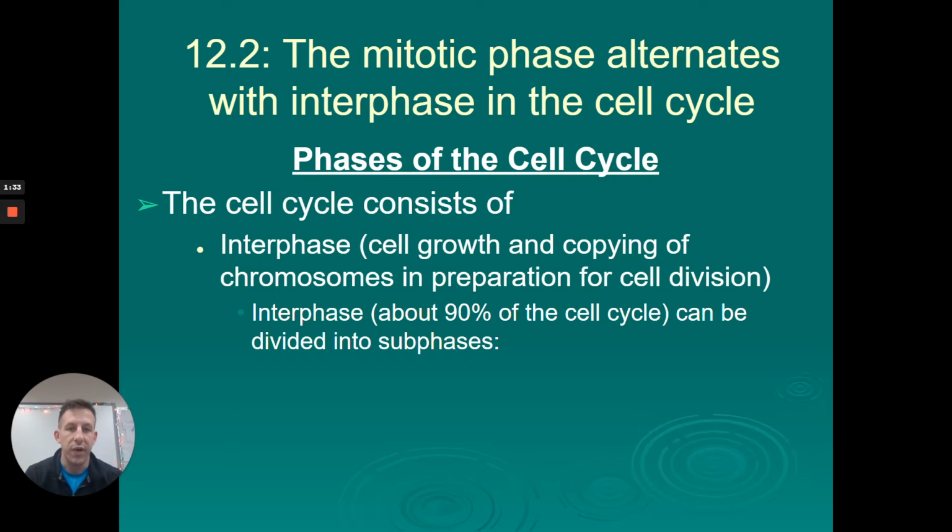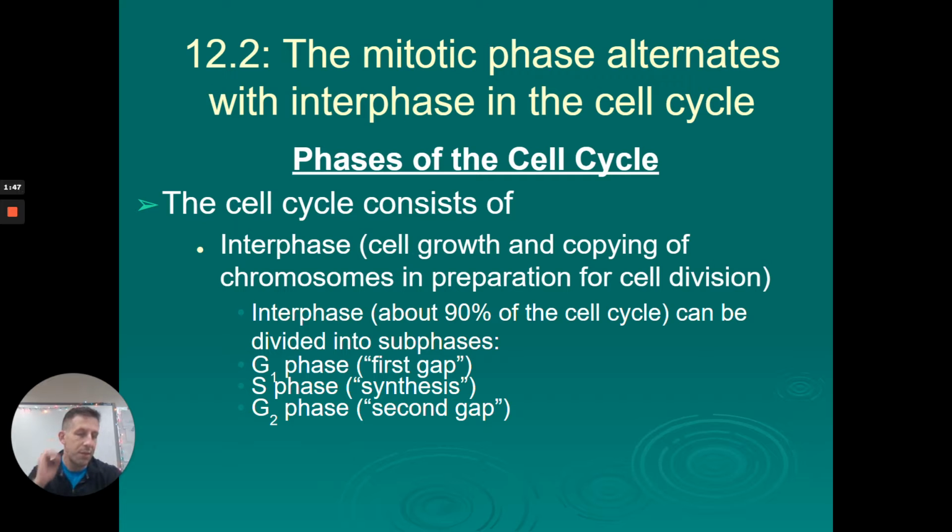So interphase is where the cell grows. That's where it copies its chromosomes, copies its DNA, and then prepares for cell division. That can also be broken up into subphases. If we take all those things, the growth, the copying of chromosomes, and the preparation for cell division, we can split that into other phases, and they are the G1 phase, the S phase, and the G2 phase.